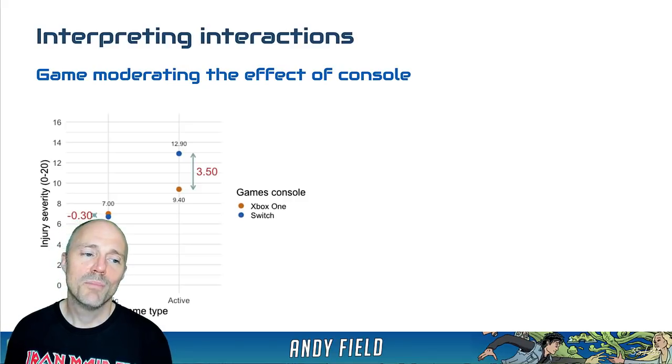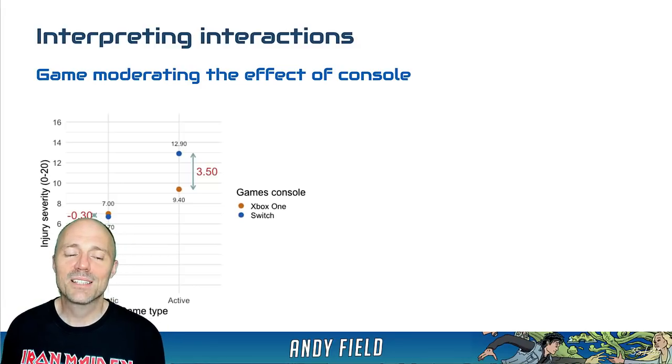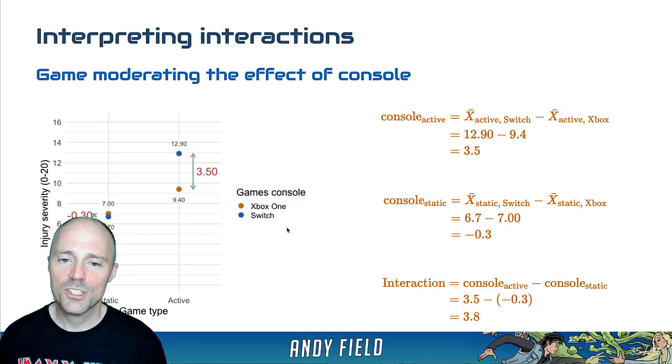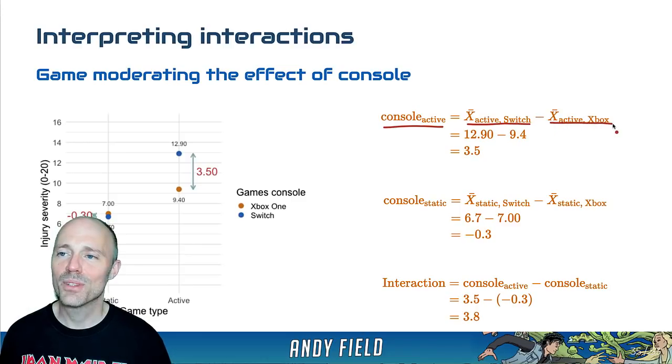It's actually minus 0.30, so those means are practically identical. And what's the effect of console for active games? Here we're looking at the difference between injuries in the Xbox and the Switch, but only for active games, and there's a difference of 3.5. And again, just to formalize this a bit, what's the effect of console for active games? Well, it's the mean number of injuries for active games on the Switch minus the mean number of injuries for active games on the Xbox, and that difference is 3.5.